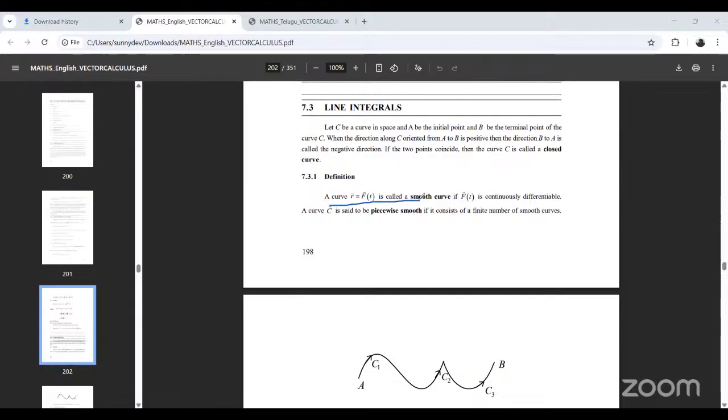Okay, a curve C is called a piecewise smooth curve if it consists of a finite number of smooth curves. Then we can say that it is a piecewise smooth curve. Okay, so this is the figure.